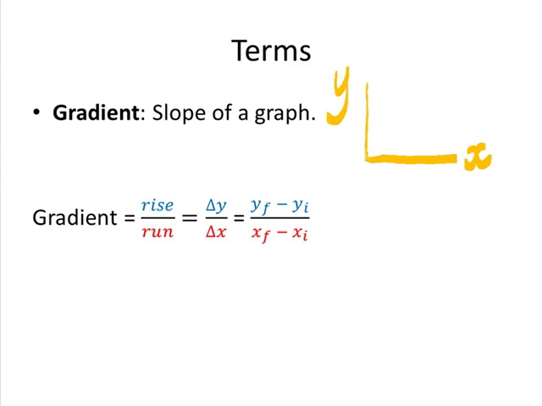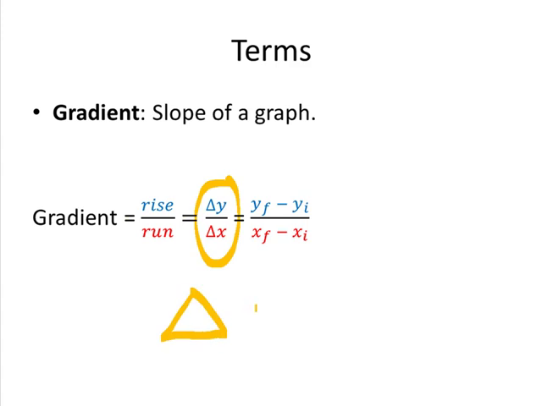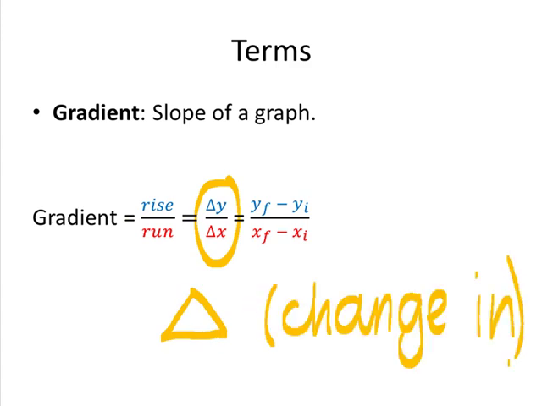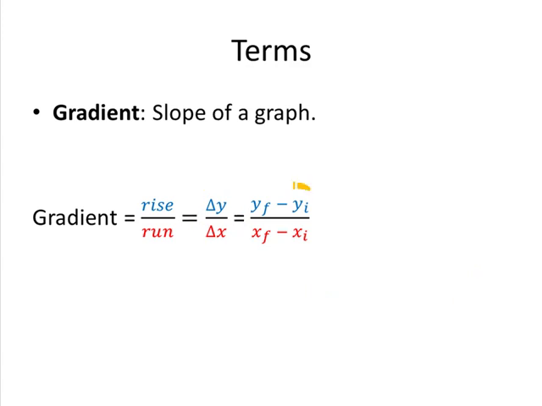Gradient means the steepness of a slope, for example, the steepness of a graph's slope. If we have a graph and we want to know the gradient of it, we find the rise divided by the run, which is change in y over change in x. In science, we use the symbol delta to mean change. In other words, y final minus y initial divided by x final minus x initial.